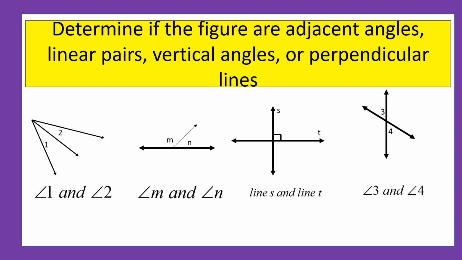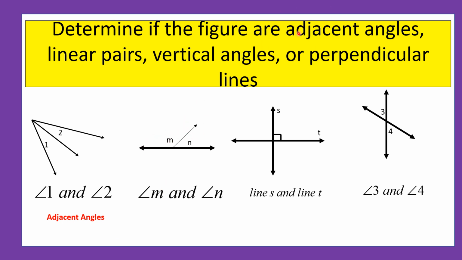So, determine if the figures show adjacent angles, linear pairs, vertical angles, or perpendicular lines. We are in the first number. We have angle 1 and angle 2. What can you say about angle 1 and angle 2? Do you think the angles are adjacent, linear, vertical, or perpendicular? So, the answer is adjacent angles.